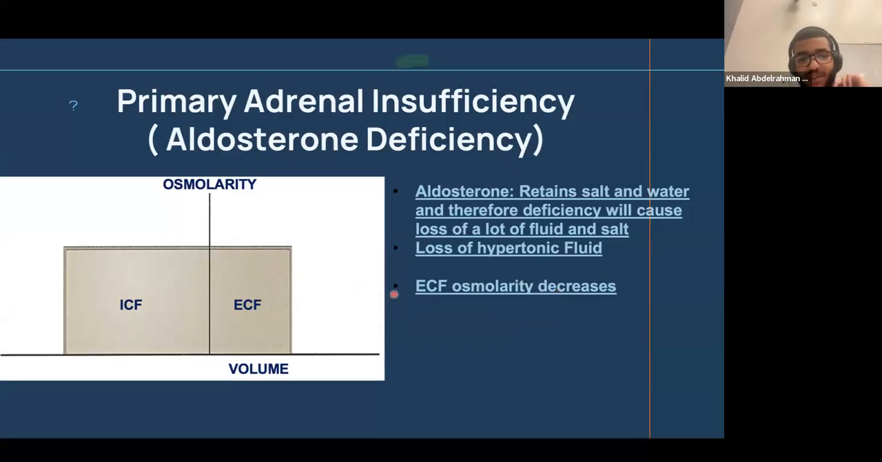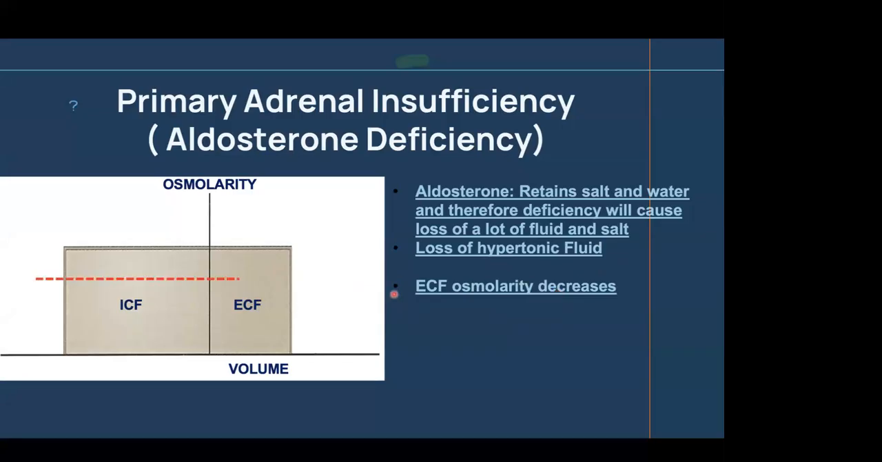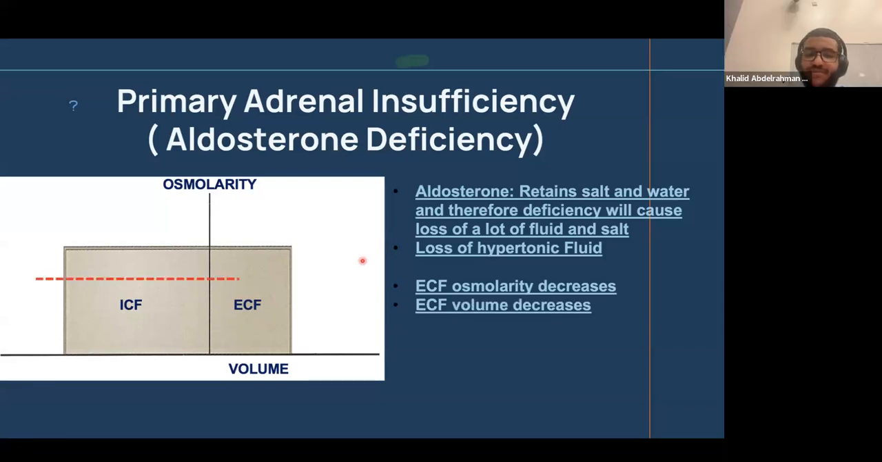Then what? The extracellular fluid is hypotonic to the intracellular fluid, so fluid moves from the ECF to the ICF. So we have an increase in the volume of ICF and a decrease in the volume of ECF. Excellent. Does everyone understand that?